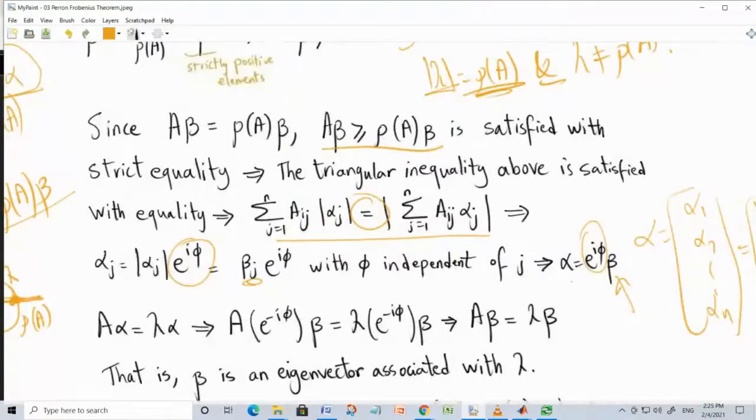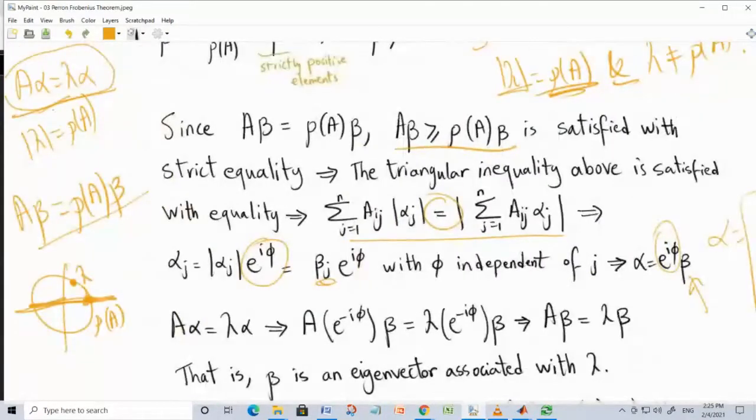So in fact in our proof, we started with A alpha equals lambda alpha. Now we took the magnitudes of the alphas to get the betas. Now we can say something more about the relationship between alpha and beta. Alpha is beta multiplied by e to the i phi, which is a constant, some real valued phi. If phi is 0, then alpha is beta. If phi is pi, then alpha is minus beta, and so on and so forth. So alpha is a complex scalar, generally, multiplied by beta.